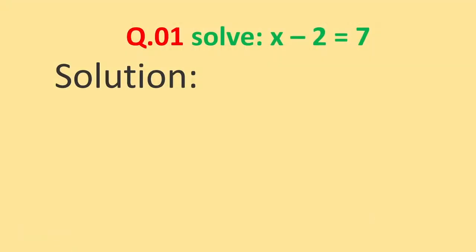I have selected some questions from your exercise. Let us try to solve this type of question. This is also a situation of linear equation. The question says solve x minus 2 is equal to 7. So first we'll write the same step: x minus 2 is equal to 7. Now what we'll do, children?